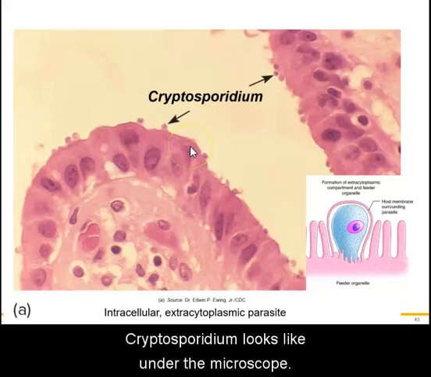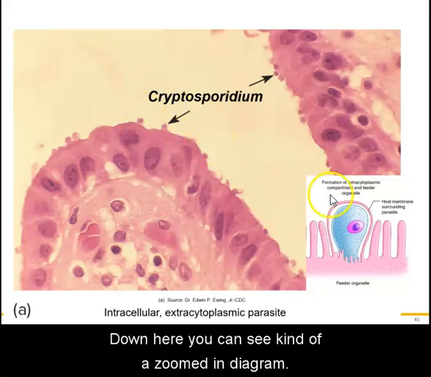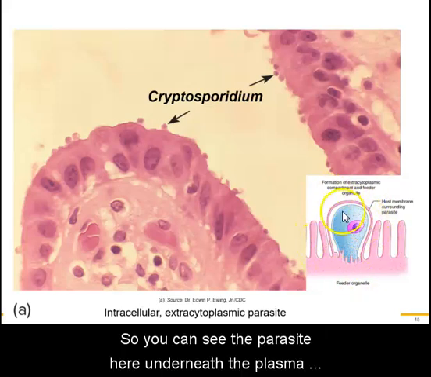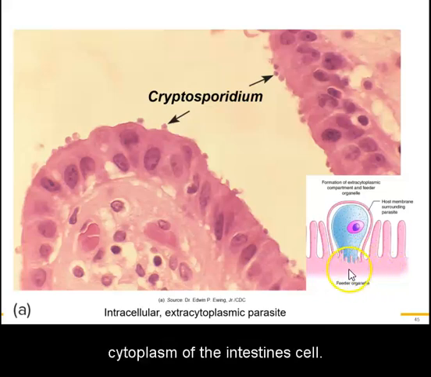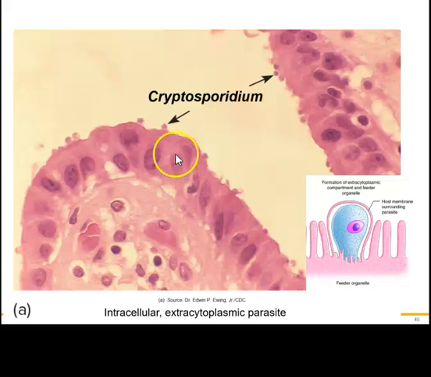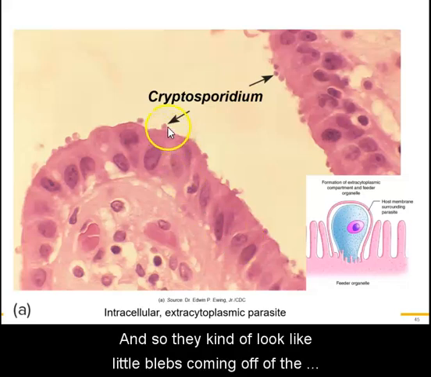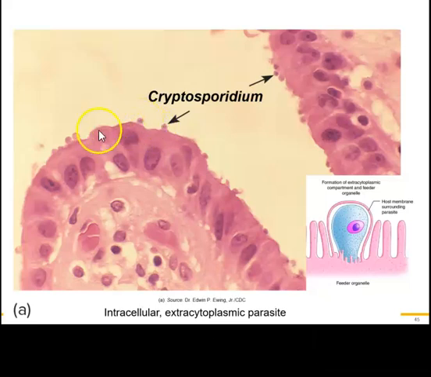Okay, so this is what Cryptosporidium looks like under the microscope. Down here you can see kind of a zoomed in diagram. So you can see the parasite here underneath the plasma membrane of the enterocyte. But you can tell it's not in the cytoplasm of the intestinal cell. And so they kind of look like little blebs coming off of the intestinal cells here.